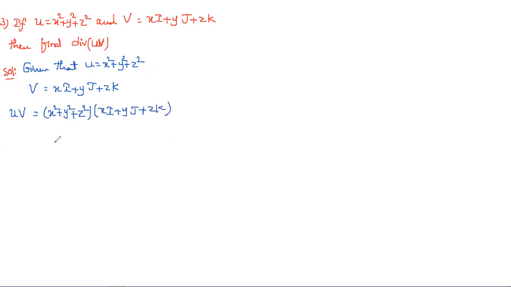So if you multiply this one, what will we get? x into x square plus y square plus z square into i, plus y into x square plus y square plus z square into j, plus z into x square plus y square plus z square into k. This is uv. Now we need to find the divergence of uv, right?